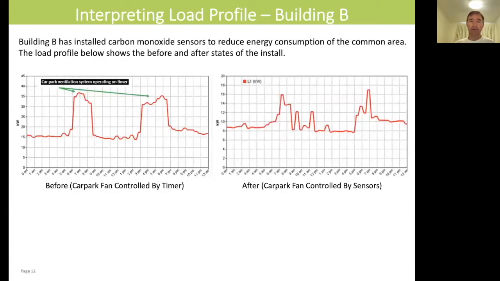So here's a little bit more information on interpreting a load profile. This is an example of a building that used to have car park ventilation systems operating on a timer, and then they retrofitted carbon monoxide sensors onto that car park fan, and you can see the same load profile after the fitting of the sensors. So it's not running as consistently in the same periods of time, and it's running less.